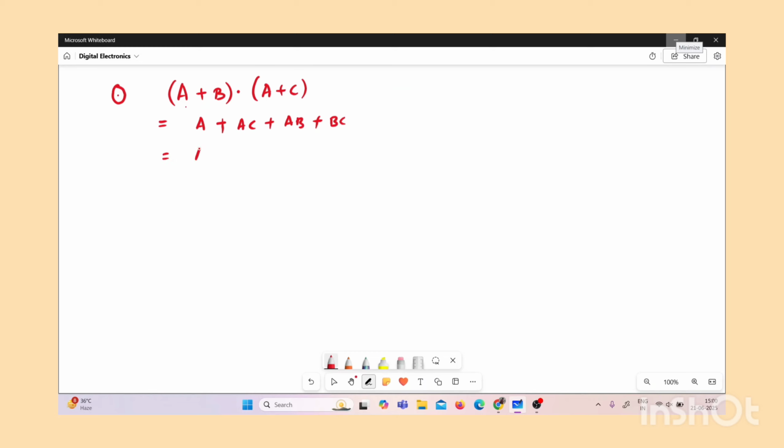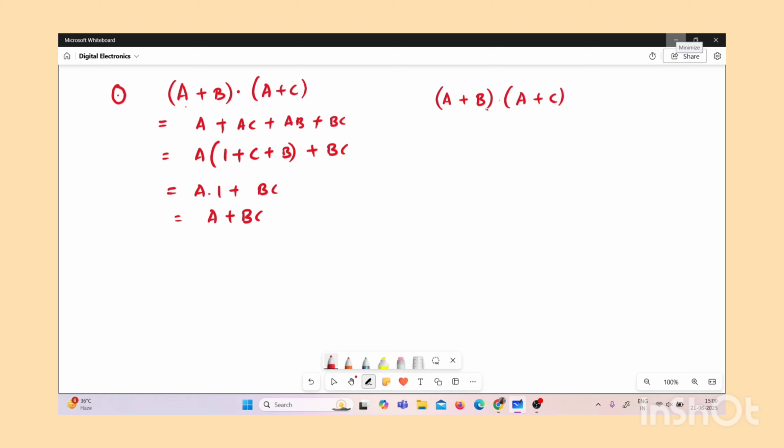So for the first three terms a is common, so a dot (1 plus c plus b) plus bc. Using the above theorems, 1 plus anything is equal to 1, so a dot 1, which is equal to a, plus bc. So the shortcut for simplifying this expression (a plus b) dot (a plus c) is a plus bc.